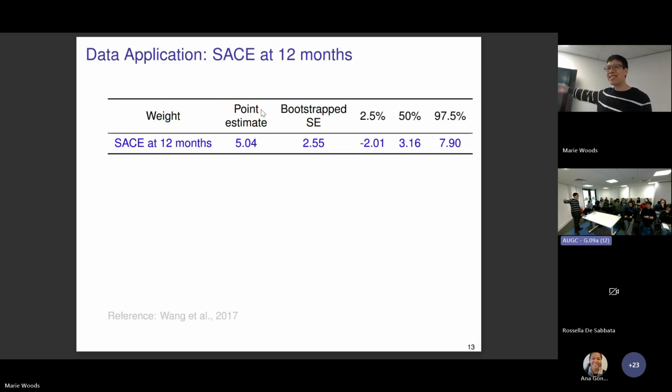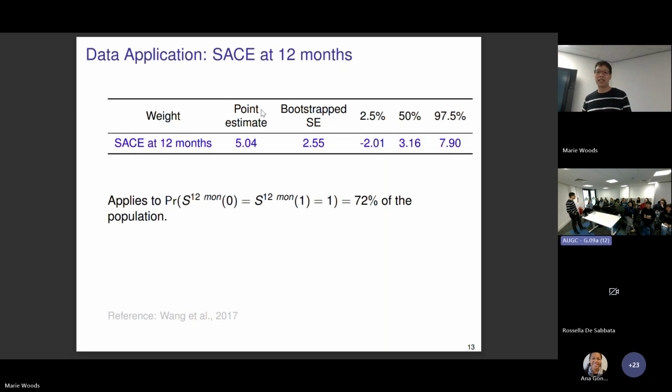Nevertheless, we can still just apply these existing methods for SACE. This is what I did for my PhD. We get a point estimate of 5.04. So this is meaningful enough to say that the active treatment will actually improve the quality of life relative to control in this data set.